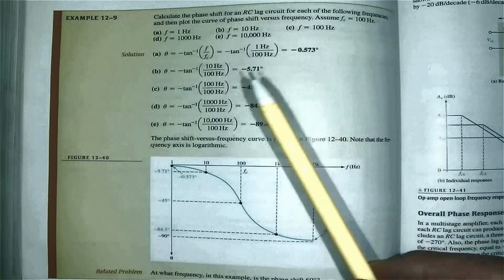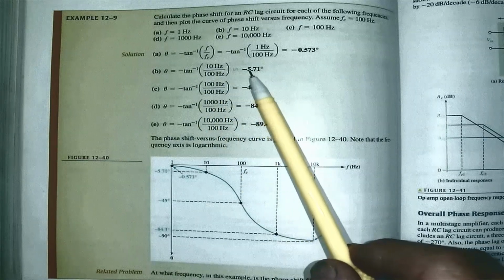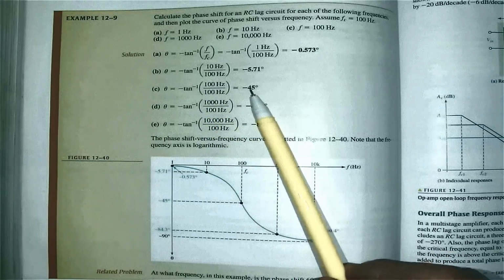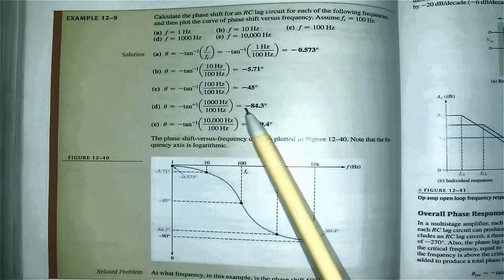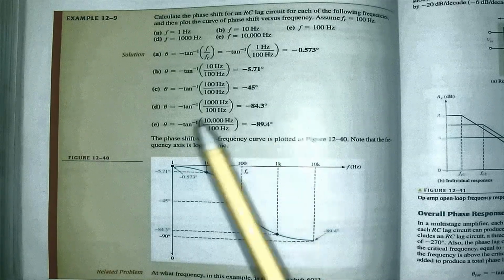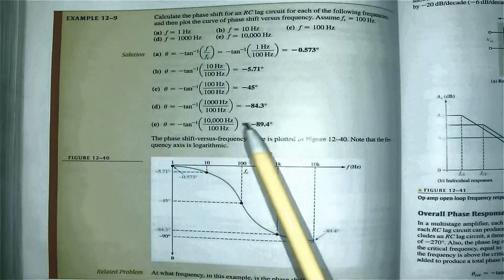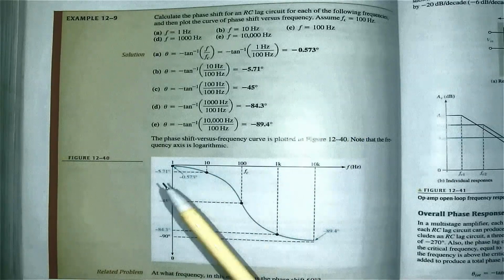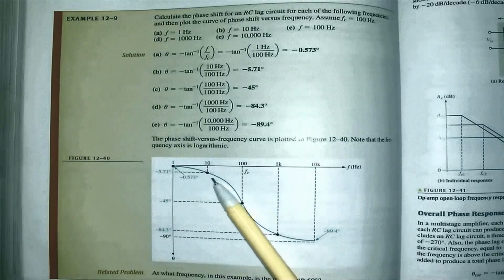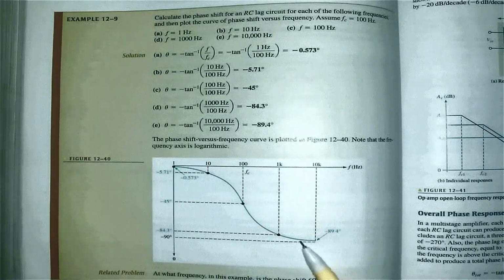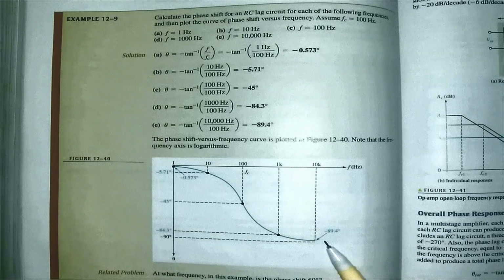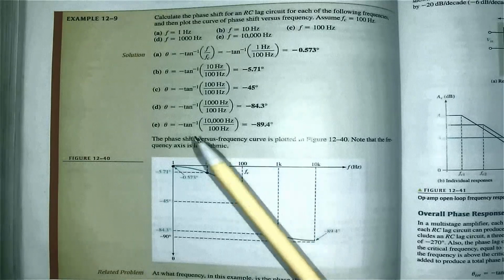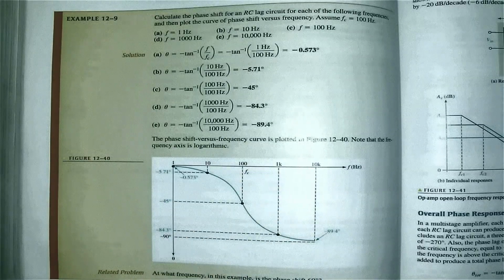0.573 degrees. Then we go to 10 Hz, then it's minus 5.71. Then I go to 100 Hz, then it's minus 45 degrees. Then I go to 1,000 Hz, then it's minus 84.3 degrees. Then I go to 10,000 Hz, then it's equal to minus 89.4. Now you can see the lower the frequency, the less the phase shift. As the frequency increases, my phase shift will approach 90 degrees.